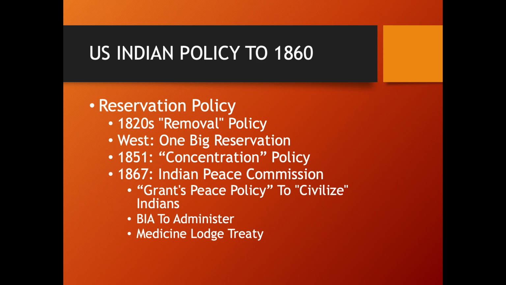In 1851, the so-called concentration policy, they wanted to put them into specific areas, and this was either in the Lakota area, what we call now the Dakotas, Wyoming, Montana, North and South Dakota, or in what we would call now Oklahoma, Indian Territory. In 1867, the federal government started a new policy, the so-called Grant's Peace Policy. What they wanted to do was, they might say, civilize the Indians.